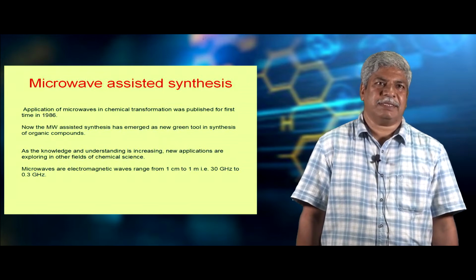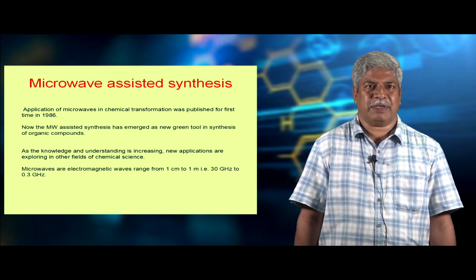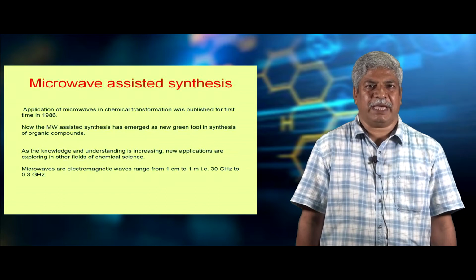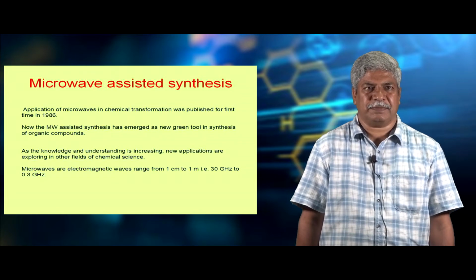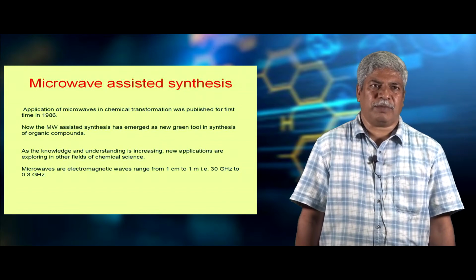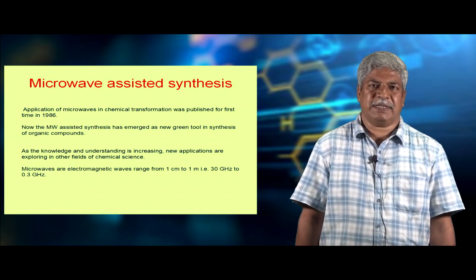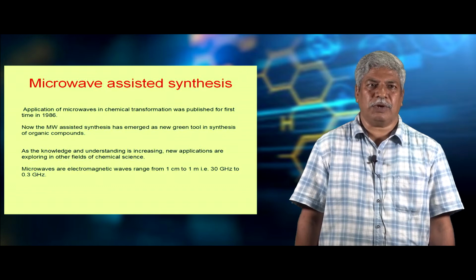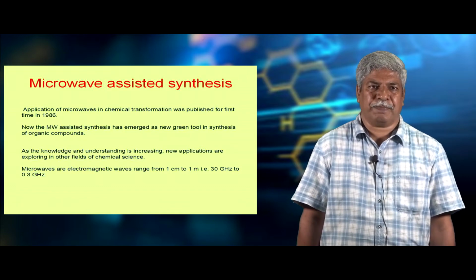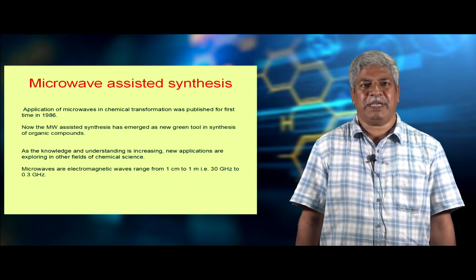Before going into the synthesis, first let us see what microwaves are and how microwaves are used to carry out chemical reactions, and to what extent we have understood microwave assisted synthesis. The application of microwaves in chemical transformation was first brought about in the year 1986. Now, microwave assisted synthesis has emerged as a new green tool for the synthesis of organic compounds. As the knowledge of understanding is increasing, new areas are being explored to use the microwaves.